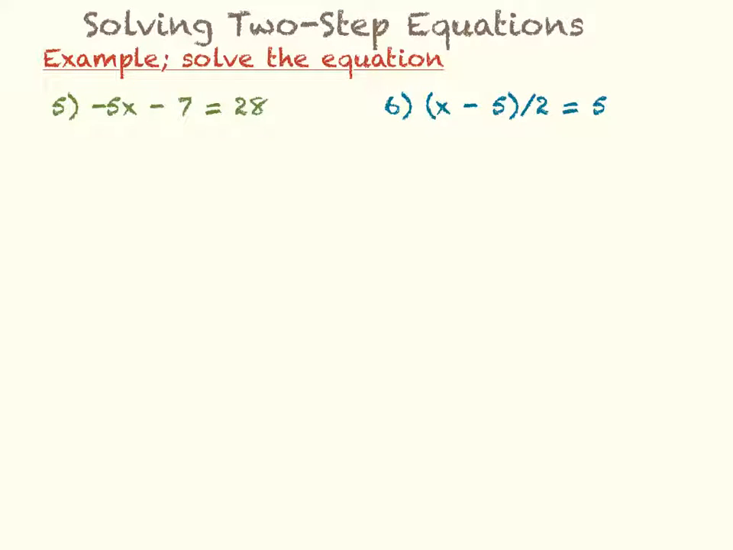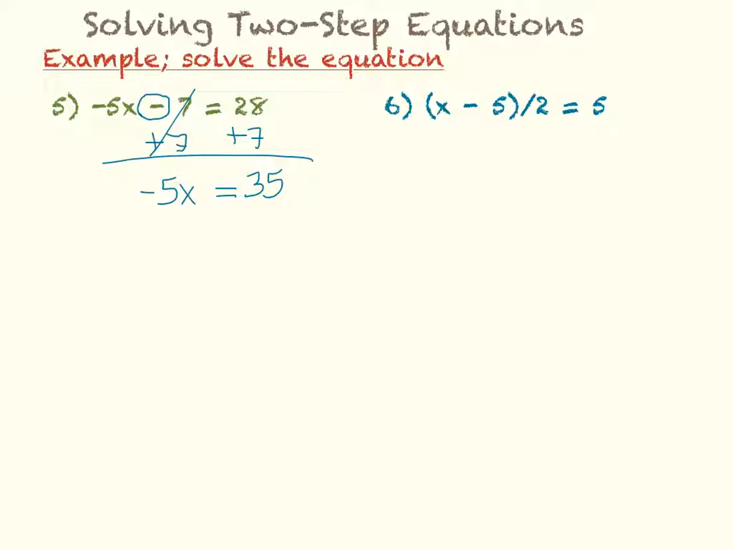For example number 5, we have negative 5x minus 7 equals 28. So I'm going to start with the plus or minus. The plus or minus is the minus 7. So opposite of minus 7 is plus 7. So negative 7 plus 7 is going to cancel out to 0, leaving me with negative 5x by itself equals 28 plus 7 is 35.